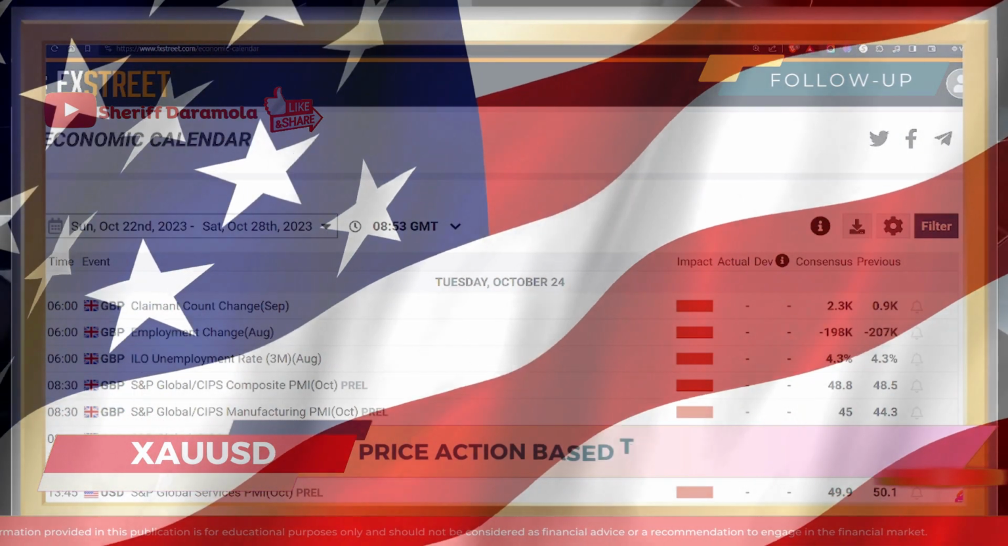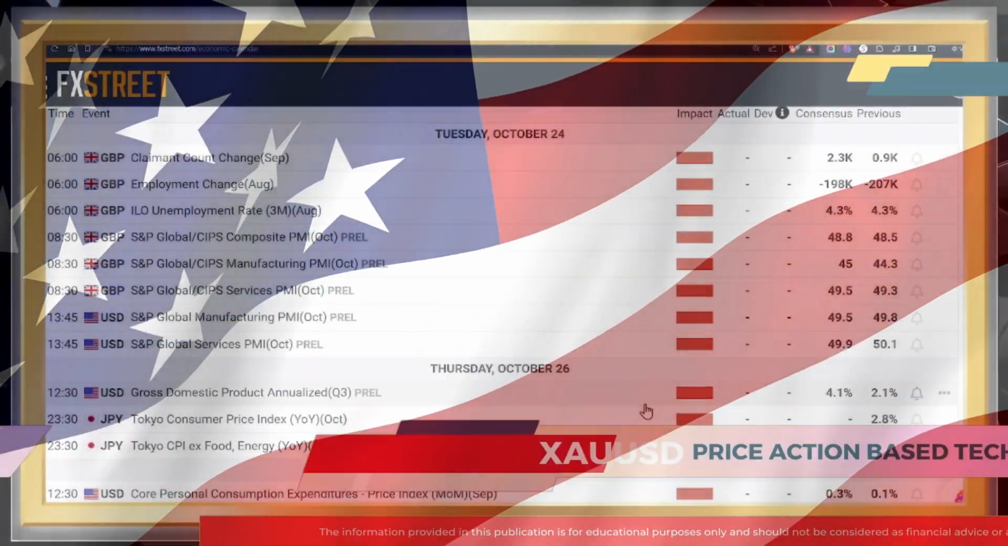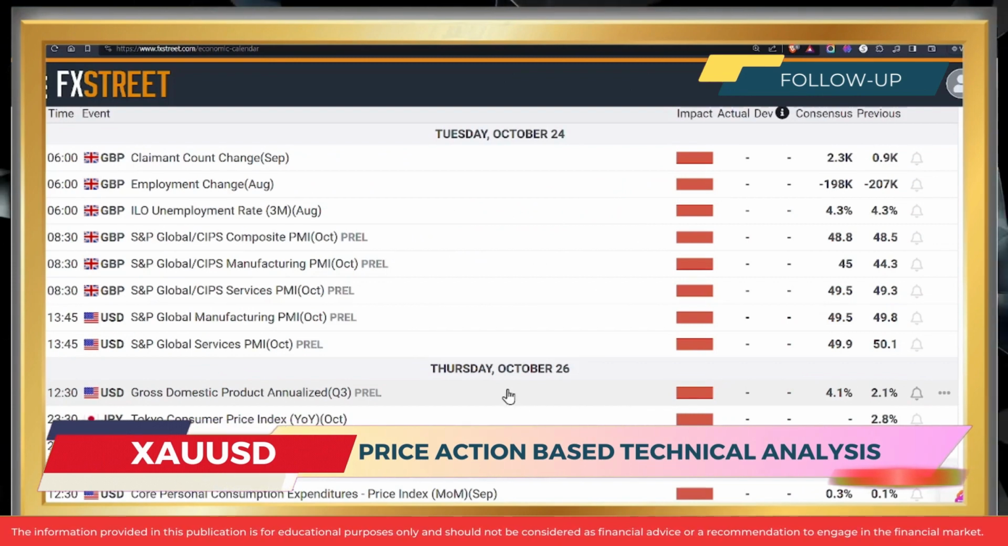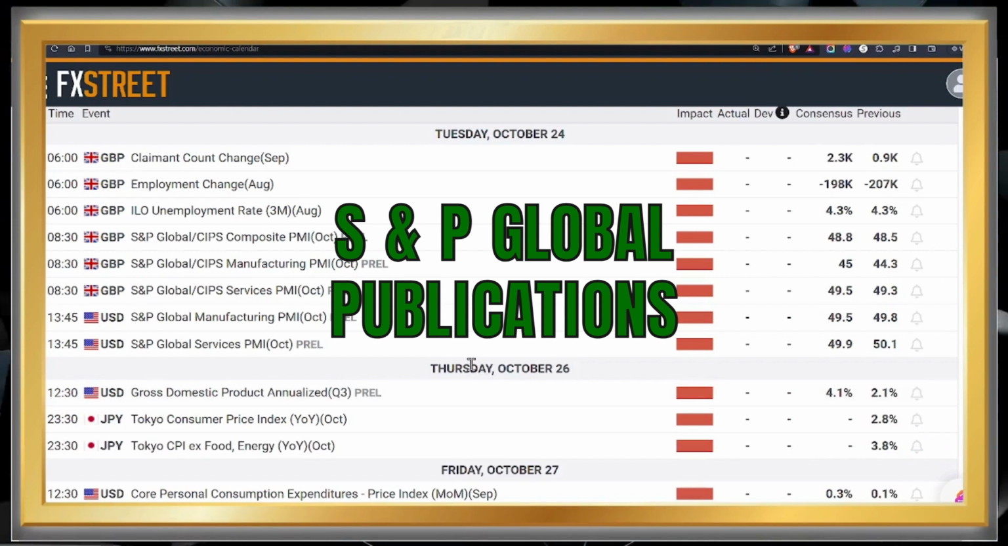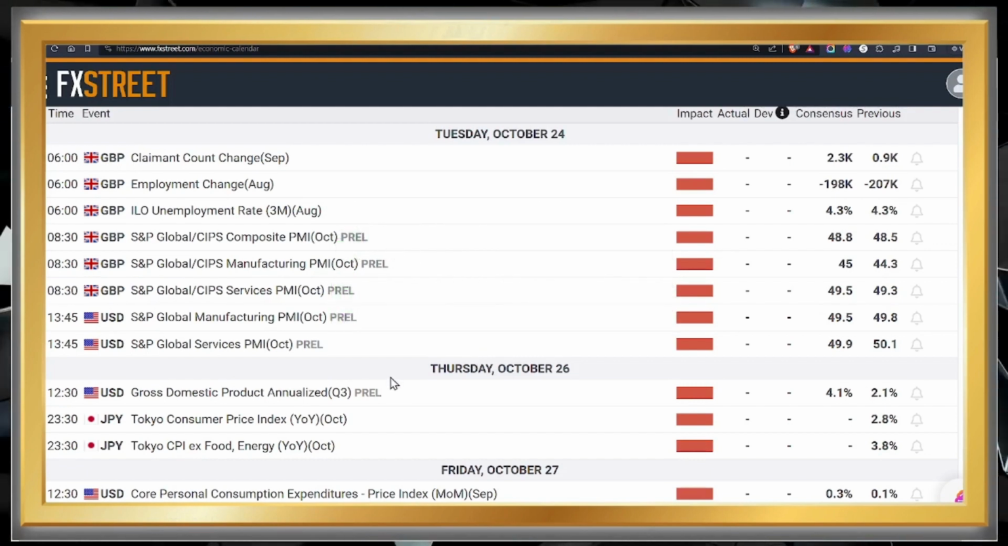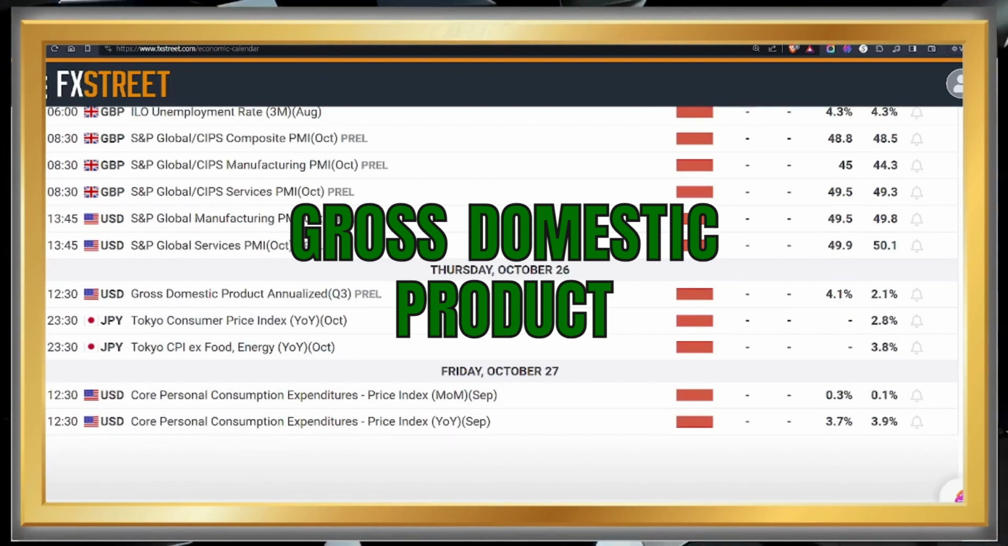So for this week, we are going to be focusing on features from the US economic docket, and the first high impact event here is coming in on Tuesday, October 24, and that is the S&P Global publication for the manufacturing PMI and the services PMI. Then on Thursday, October 26, we are going to be witnessing the gross domestic product annualized for quarter 3, and this is a very impactful event which provides insight into the overall health of the US economy, hereby impacting investor sentiment and influencing our trading decisions too.